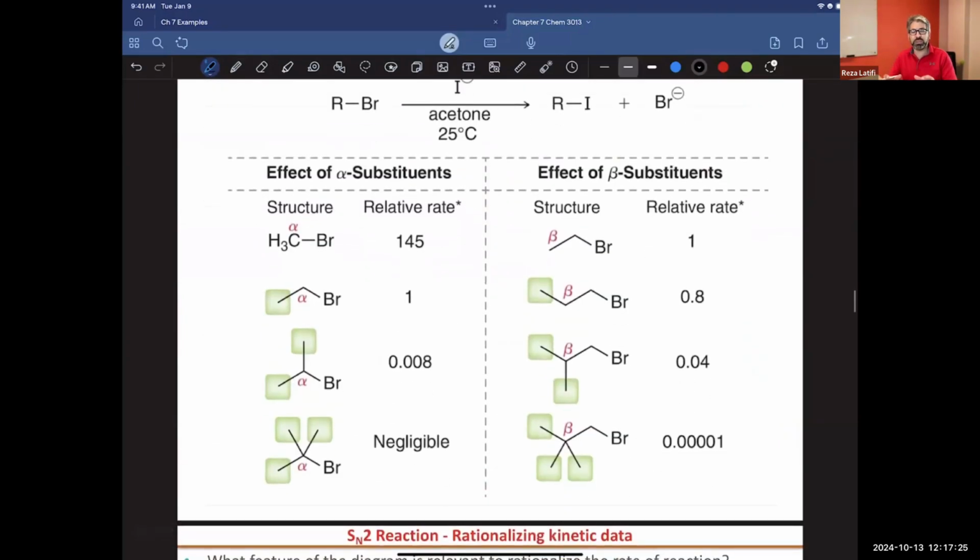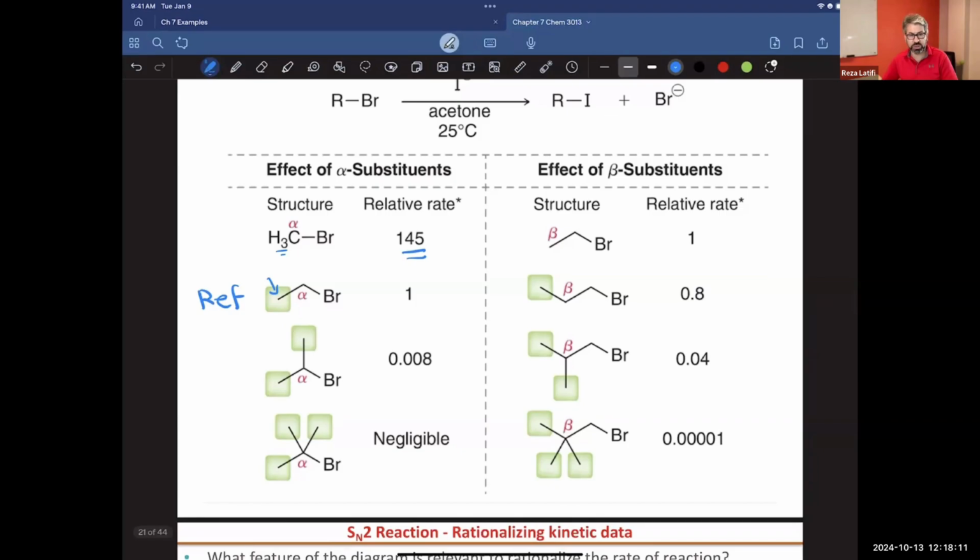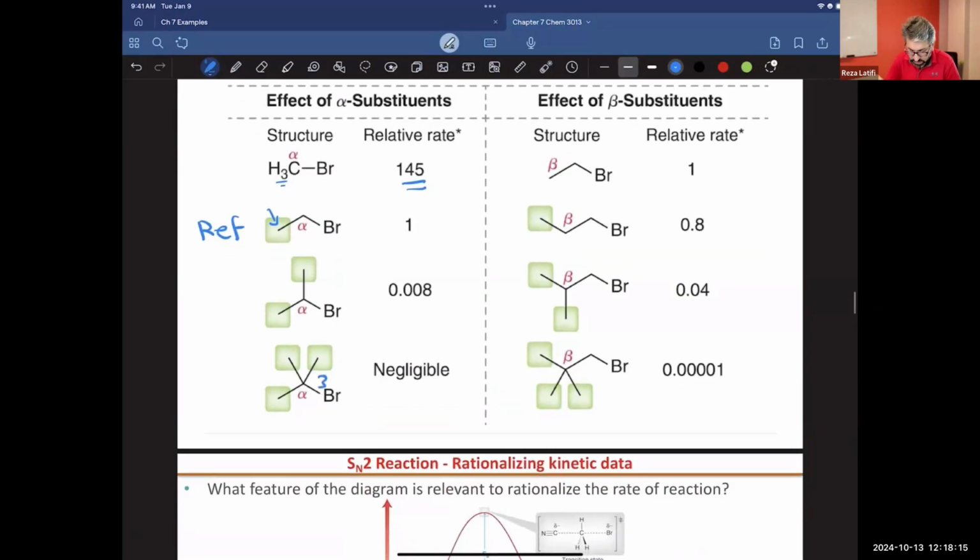Here I put some data to compare the steric effect on the alpha versus the beta carbon. If you treat this one as a reference, when you change one of these hydrogens to a methyl, you see the reaction drops down by 140 times. It will be 140 times slower. Or if you replace the methyl group by hydrogen, you see the reaction is going to be 145 times faster. One methyl changes the rate of reaction by 145. Now if you have two methyls on alpha, the reaction is going to be way slower. And if you turn it to a tertiary, in fact, it's not going to go through SN2. This one is not going to happen.